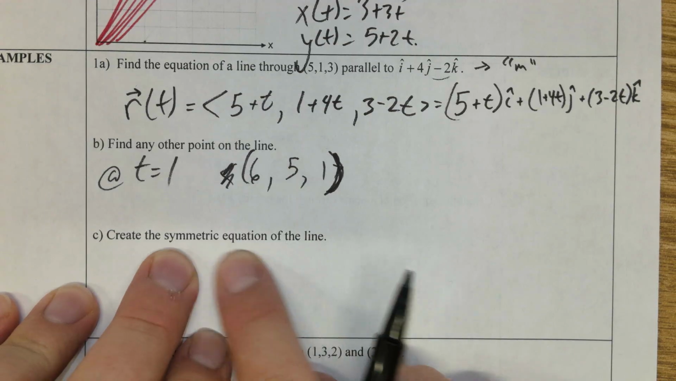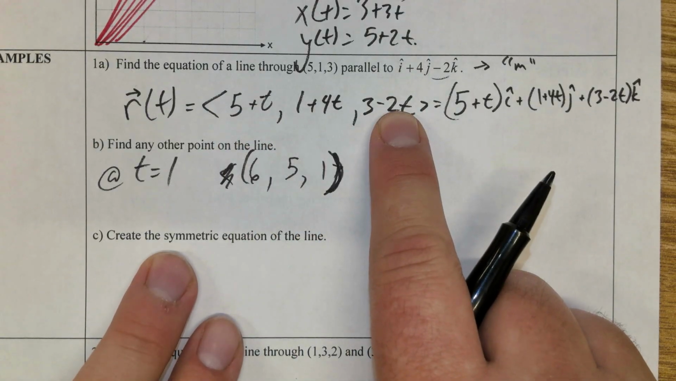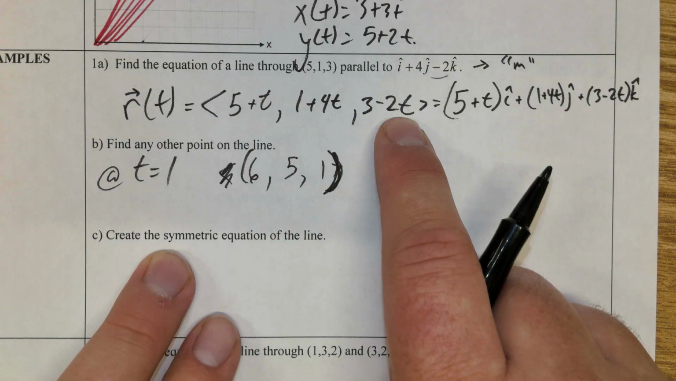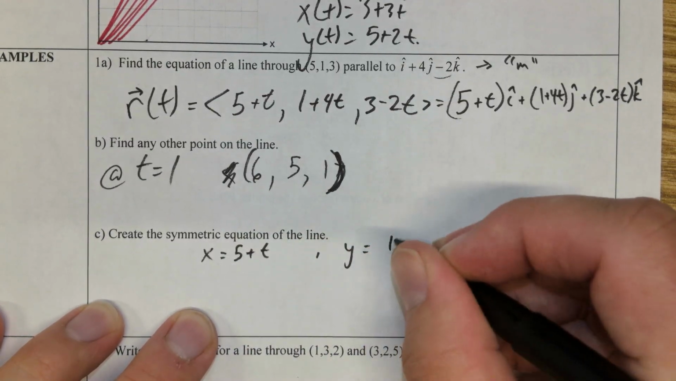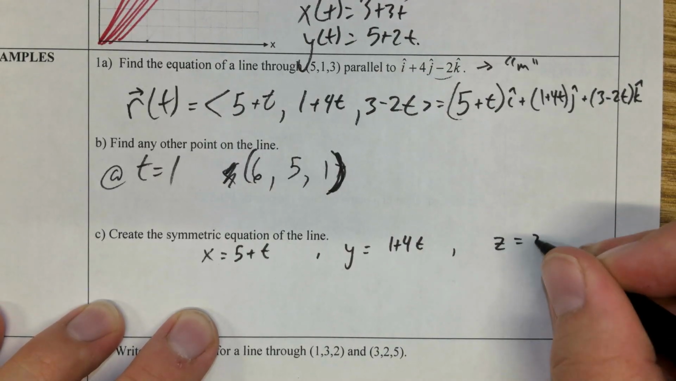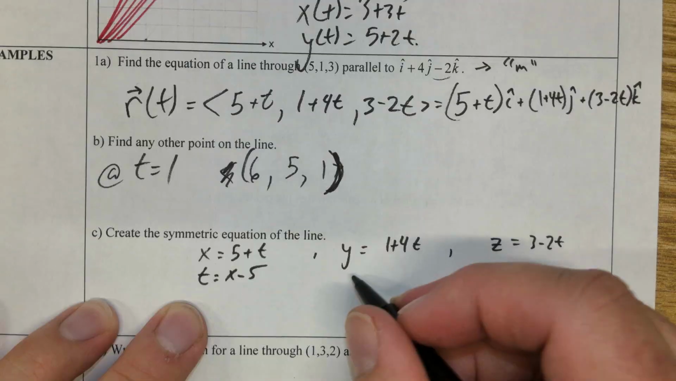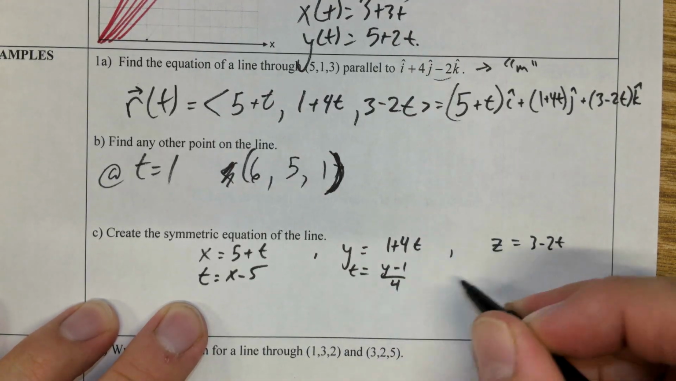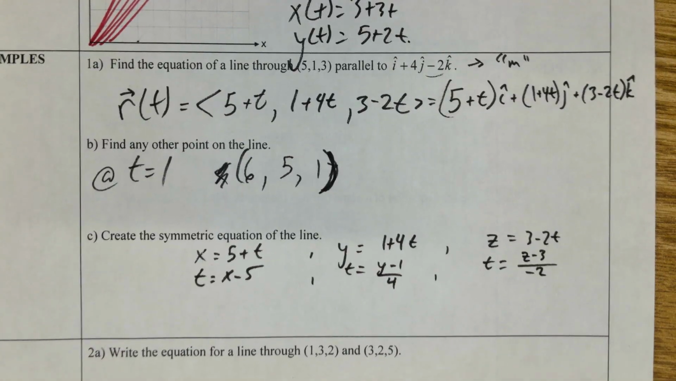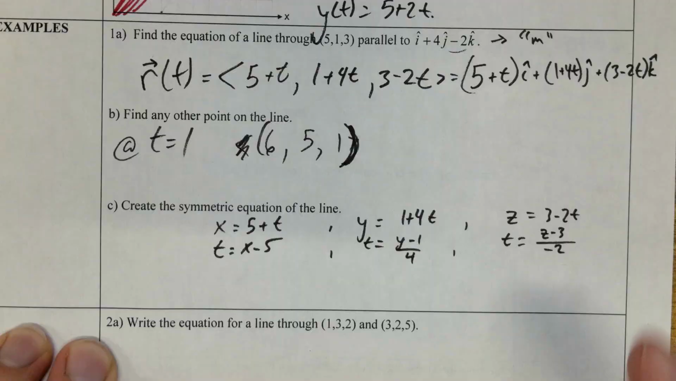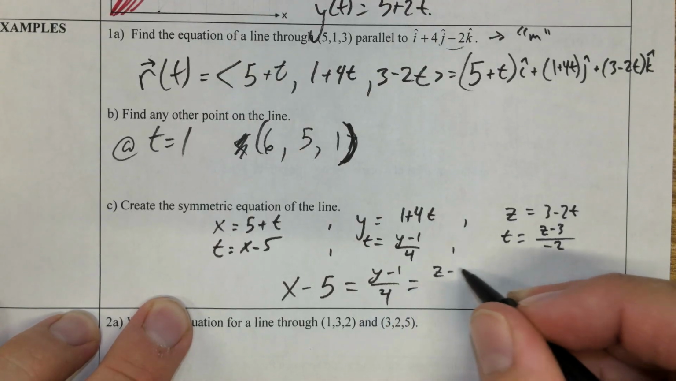Next, we have a special type of equation, a format called symmetric equations, where it says, if t is involved in all of these, what if I solve them all for t? That's to say, if x equals 5 plus t, y equals 1 plus 4t, and z equals 3 minus 2t, what if I solve them all for t? t equals x minus 5, t equals y minus 1 divided by 4, t equals z minus 3 over negative 2. I believe in you to do that algebra. Since they're all equal to t, they're all equal to each other. And this is called the symmetric form of our equation.